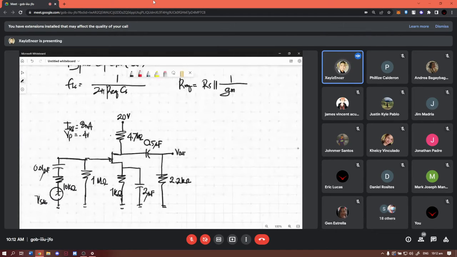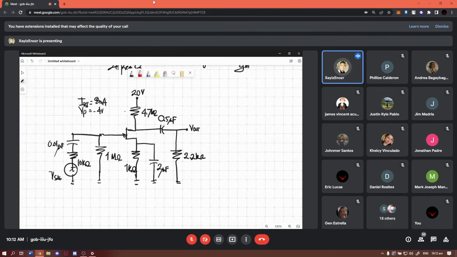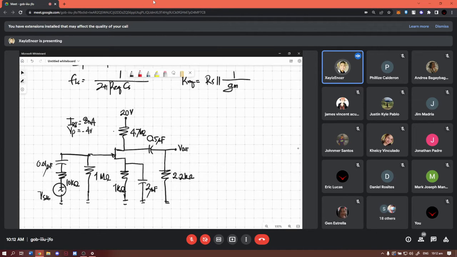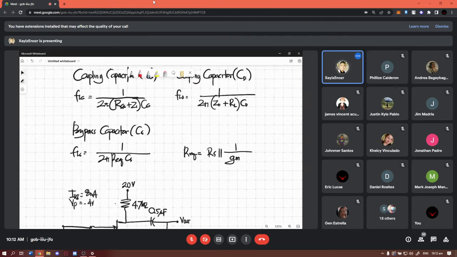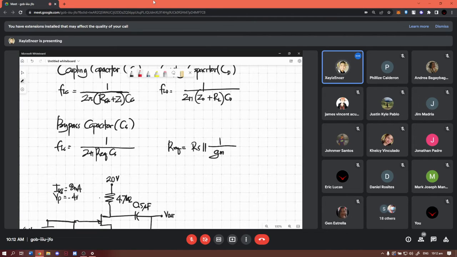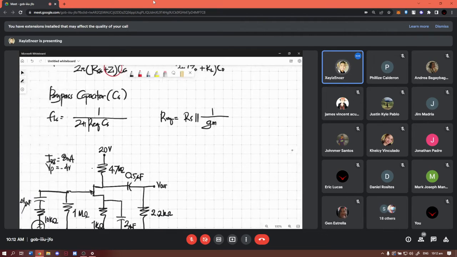So we have an example here. We have a common source JFET amplifier. Given IDSS is 8 milliamperes and VP is negative 4 volts. That is our circuit. First, to determine the effect on the frequency response of the coupling capacitor at our gate, we have to determine our input impedance, Zin.